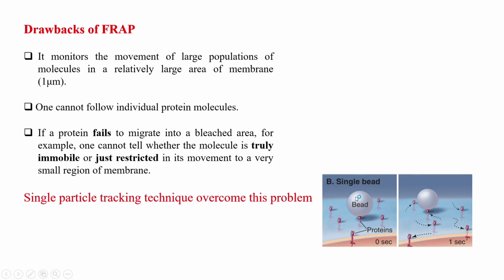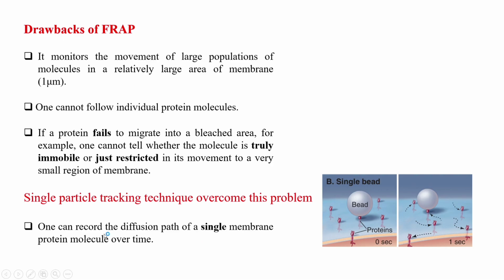As you can see, this is the protein attached with an antibody that is attached with the bead, and you can observe the bead moving around the membrane. So one can record the diffusion path of a single membrane protein molecule over time, and it overcomes the problem of failing to conclude whether the protein is really immobile or just restricted. Okay.